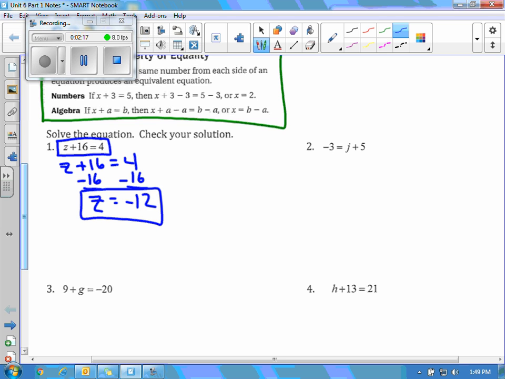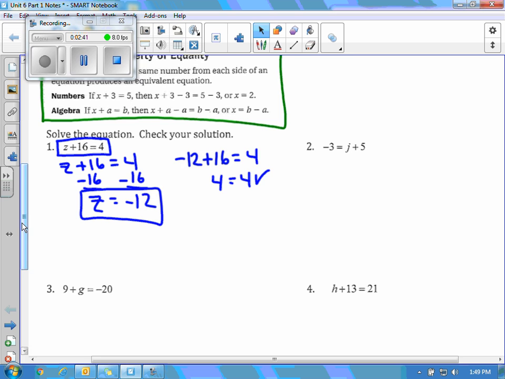Then it says I need to check my solution. In order to check my solution, I just plug in what I got for the original. So I replace z with negative 12. So I have negative 12 plus 16 equals 4. And then I work this out to see if it's a true statement. So negative 12 plus 16 is 4. So I get 4 equals 4, which is true. So I know I did it correctly.